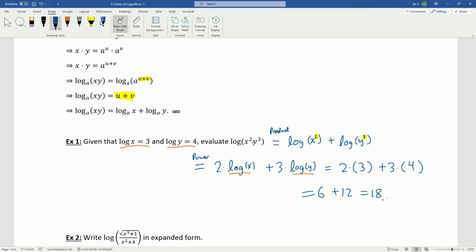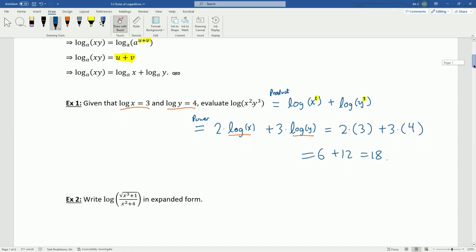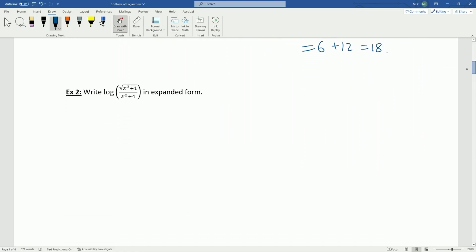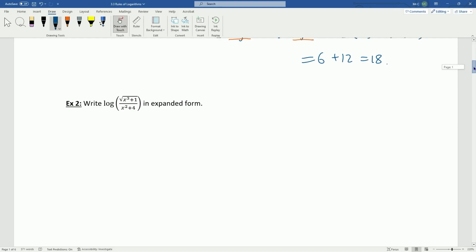Okay, so that's it for our first example. Now, to move on to example 2, you'll see a type of question you will be asked very often. Write log in expanded form. And an analog to this question is write something in condensed form. A lot of times when we start to do these examples, students will ask, how do I know when to stop? And what does this really mean?